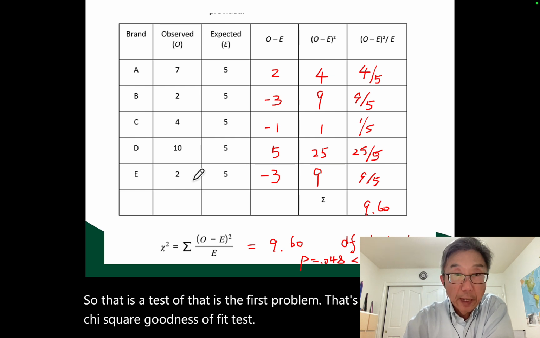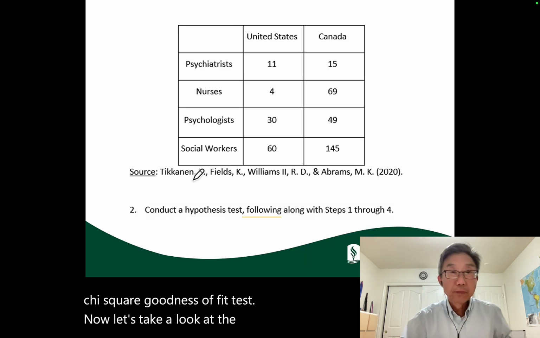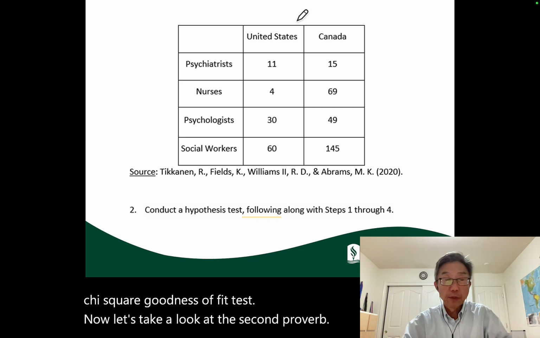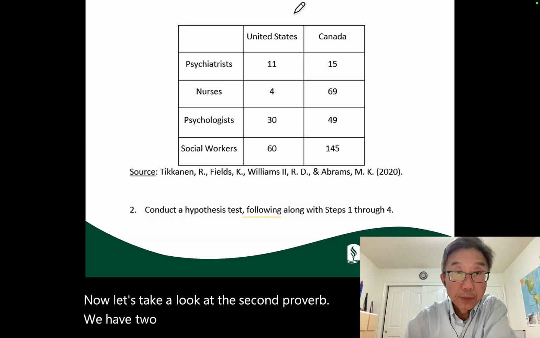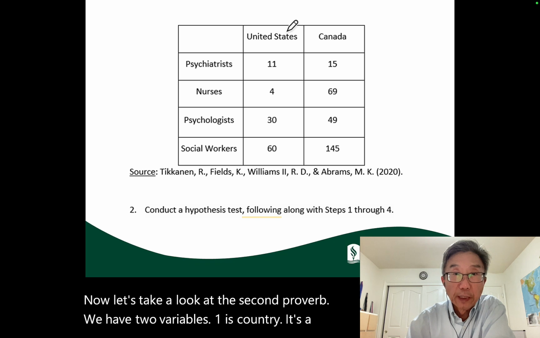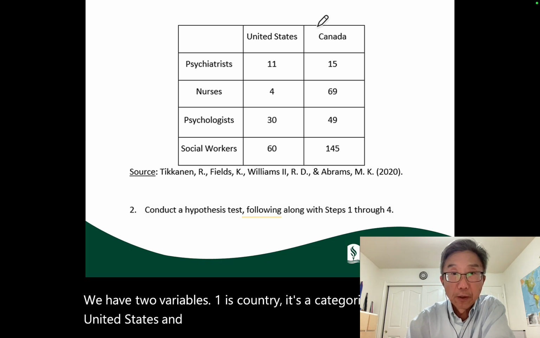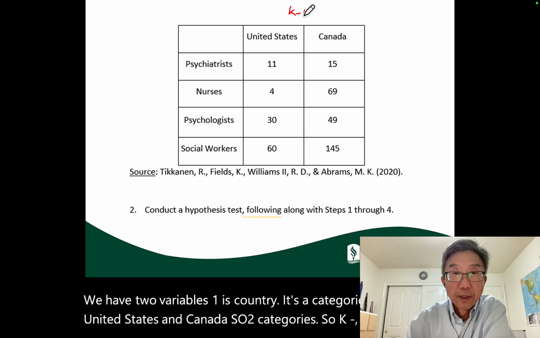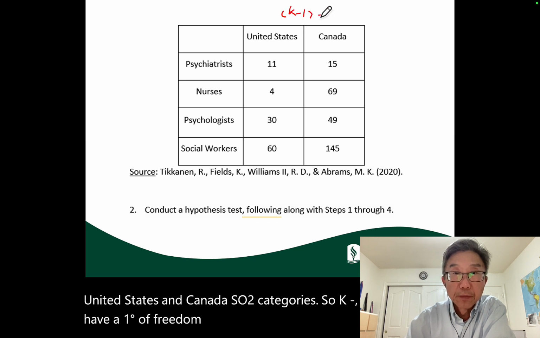Now let's take a look at the second problem. We have two variables. One is country. It's a categorical variable with United States and Canada, so two categories. So k minus 1 equals 1. So we have 1 degree of freedom for country.